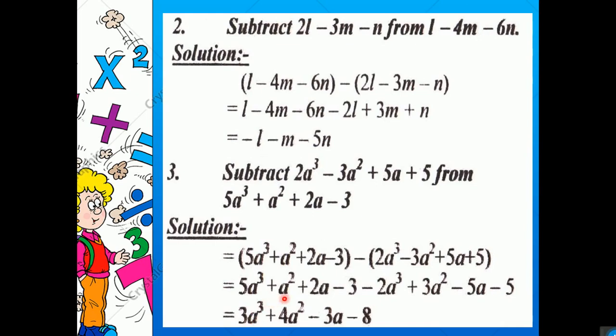Now comparing the coefficients of a square, the coefficient is plus 1 and here the a square coefficient is plus 3. So 3 plus 1 is equal to 4a square. And adding the coefficients of a, plus 2 and here minus 5. So plus 2 minus 5 is equal to minus 3a. And adding these numbers minus 3 and minus 5, it is equal to minus 8. So in this way we can subtract one algebraic expression from another algebraic expression.